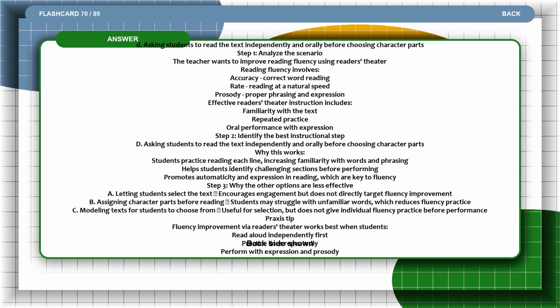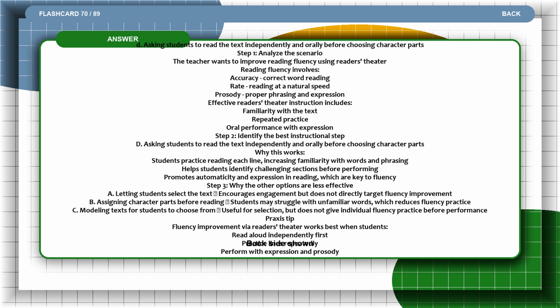Why the other options are less effective. A. Letting students select the text. Right arrow: encourages engagement but does not directly target fluency improvement. B. Assigning character parts before reading. Right arrow: students may struggle with unfamiliar words, which reduces fluency.